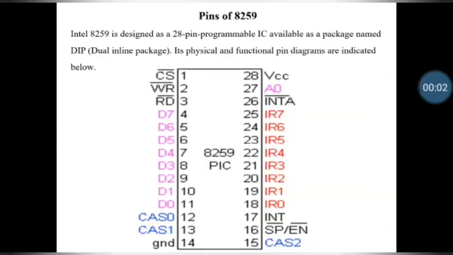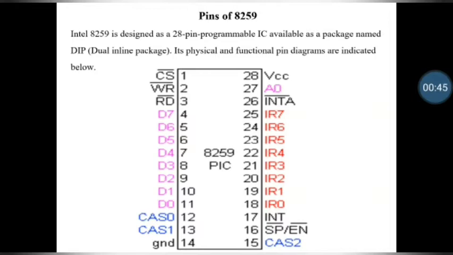Hello friends, today we will discuss the pin configuration of 8259 PIC, that is the Programmable Interrupt Controller. This PIC chip is used for handling a number of interrupts that come to your processor at the same time. This diagram shows you the pin configuration of 8259. It has 28 pins, so let's discuss these pins one by one.